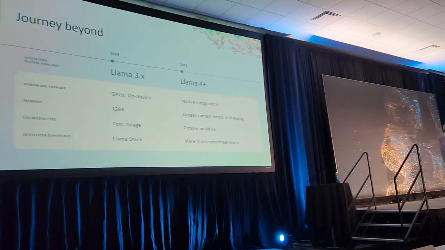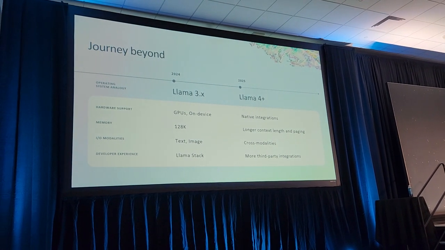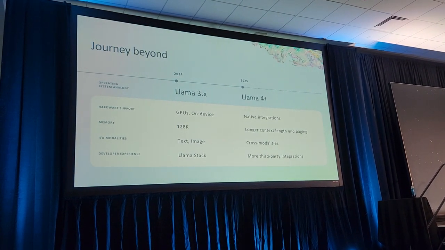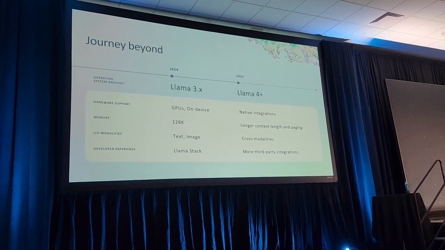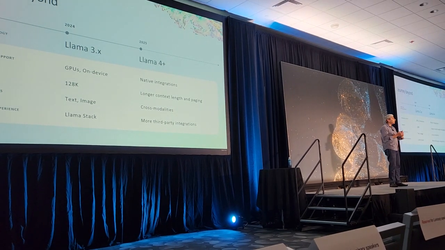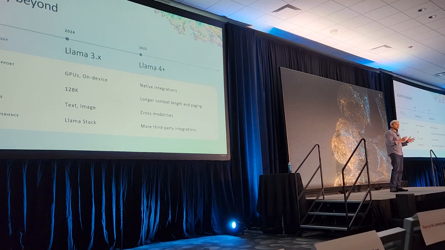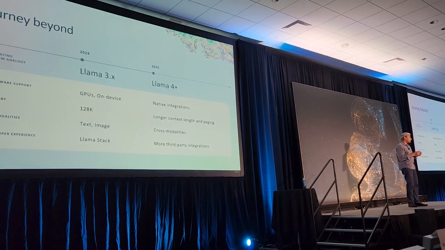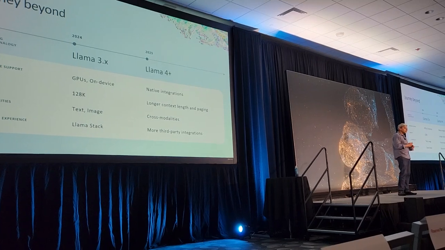Longer context length, more paging, as well as cross modalities, think about speech, voice, video, things like that. And from the Llama Stack perspective, build out the full set of capabilities that any developer would need in order to be able to use these models. And of course, work with many more partners to make it so that a diverse ecosystem can actually grow with the open source models that we are building.